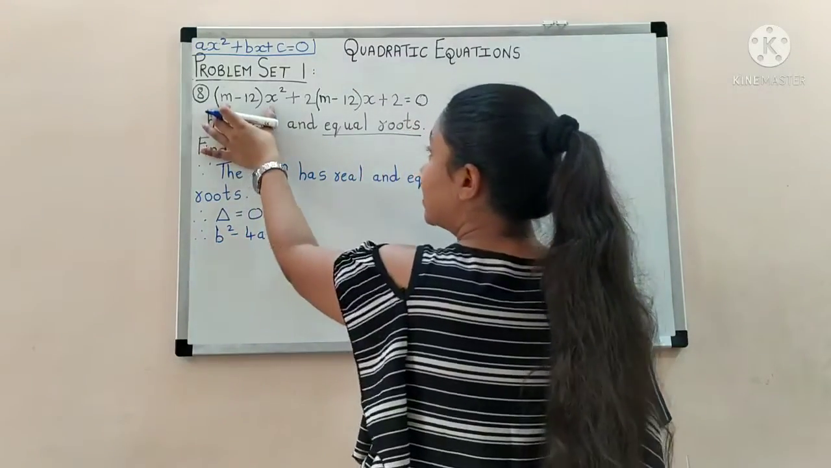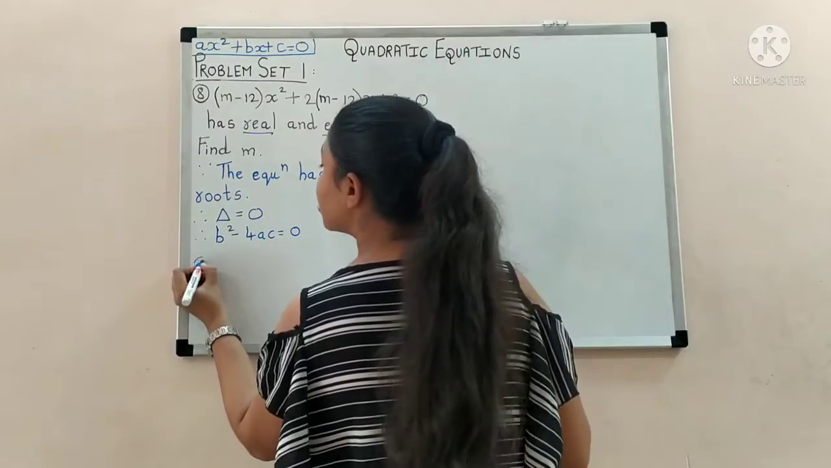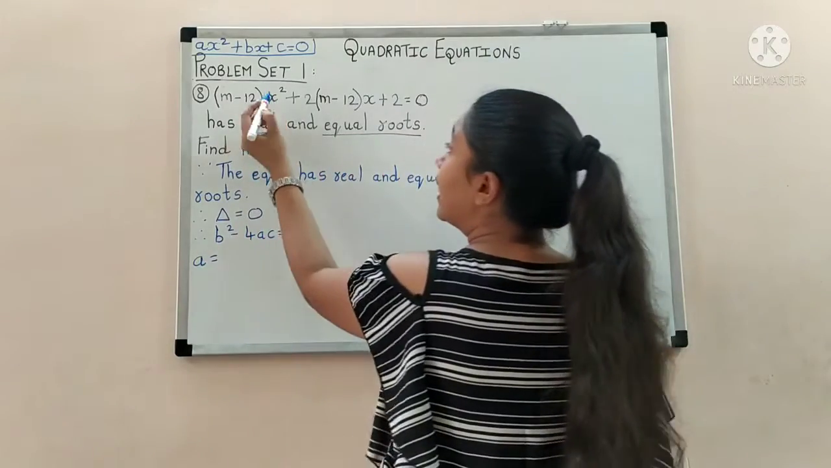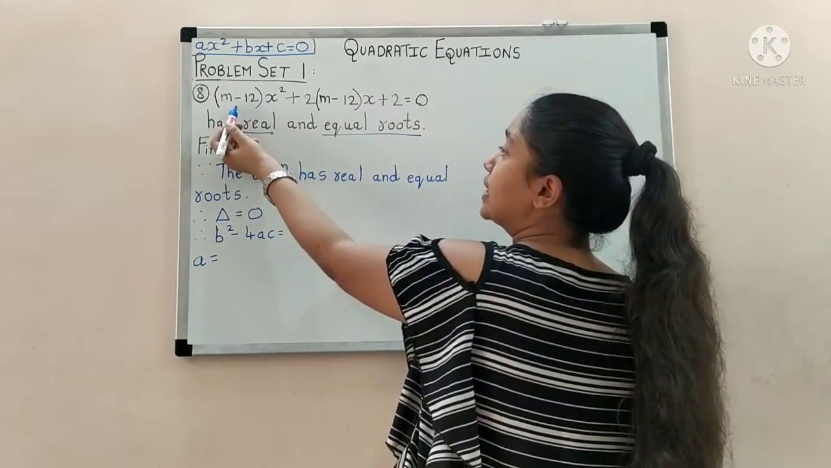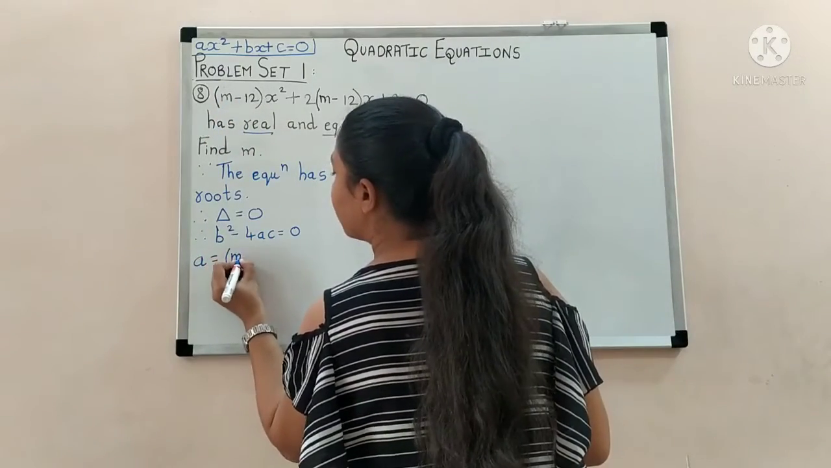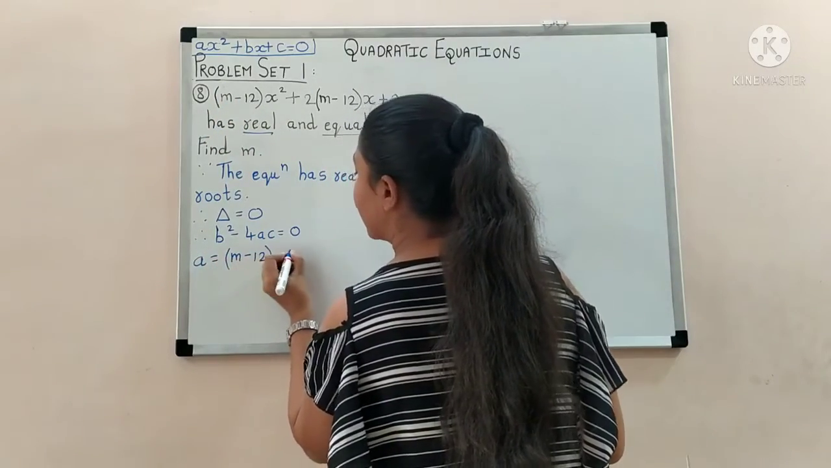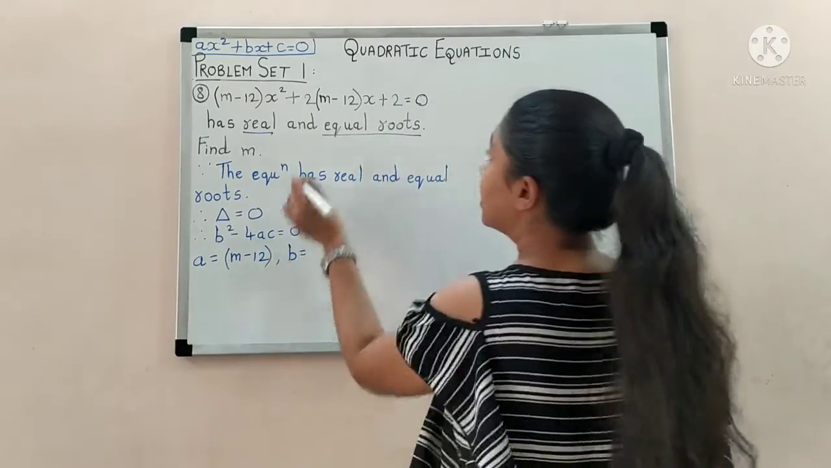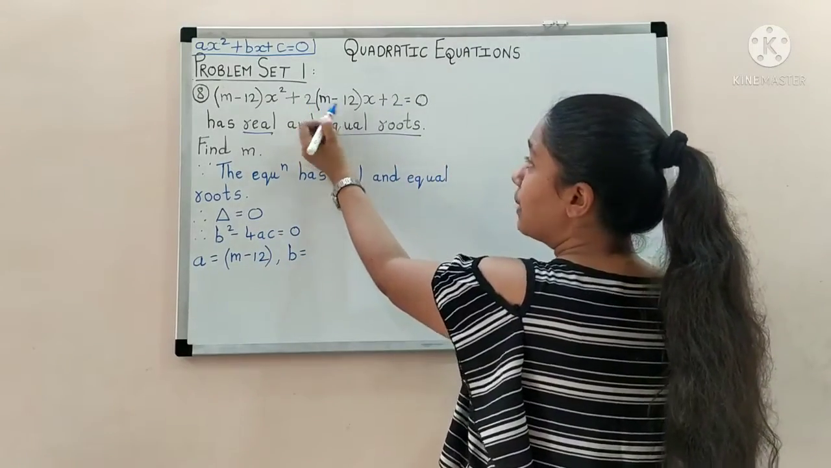Now first of all calculate the value of a, b and c here. So a is what? The coefficient of x square. So the coefficient of x square here is m minus 12, so you will write m minus 12. Then b is the coefficient of x. So the coefficient of x is 2 into m minus 12.